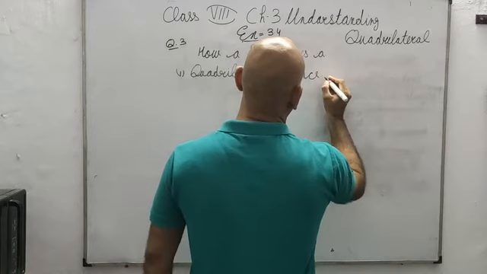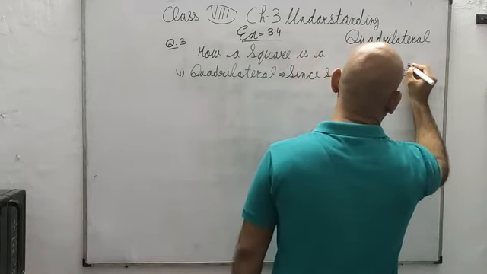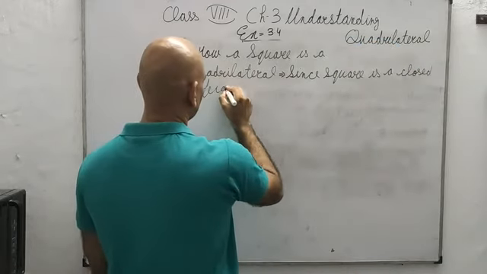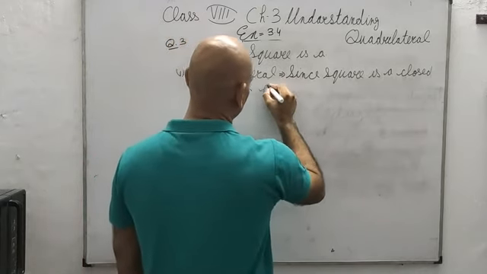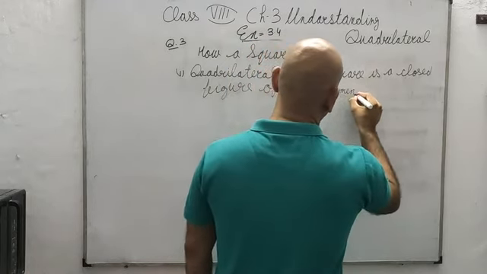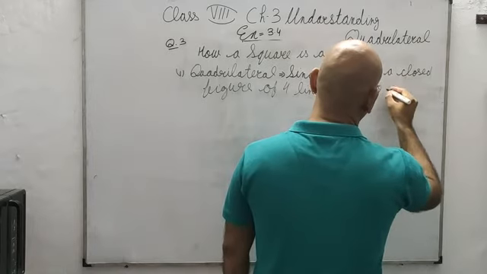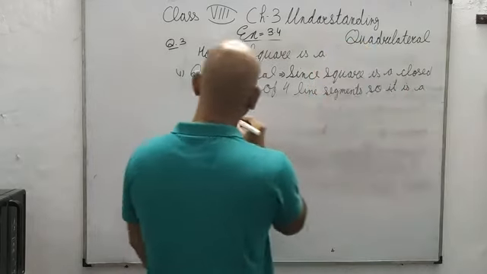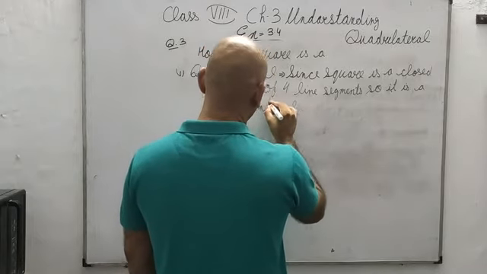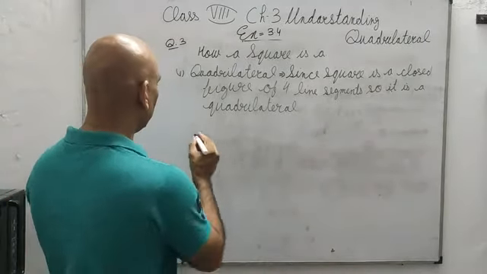Since a square is a closed figure of four line segments, so it is a quadrilateral. Since a square contains four sides, that is why it is a quadrilateral. Next is, why is it a parallelogram?